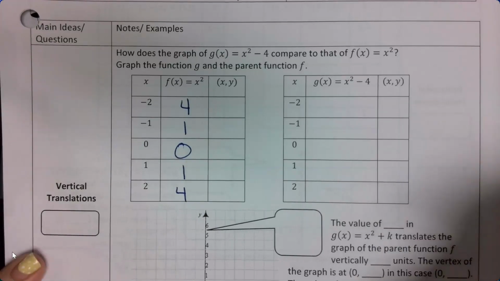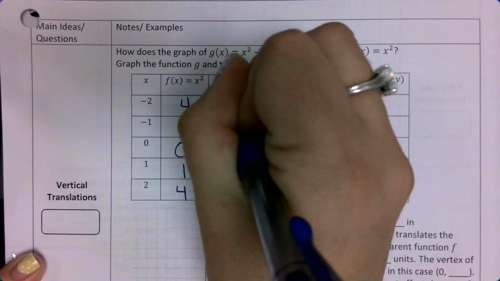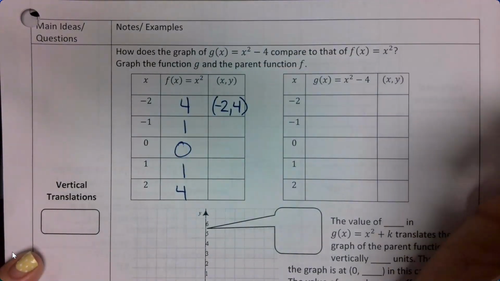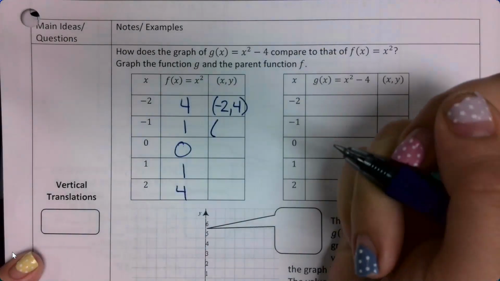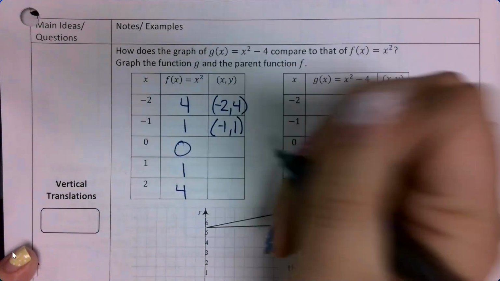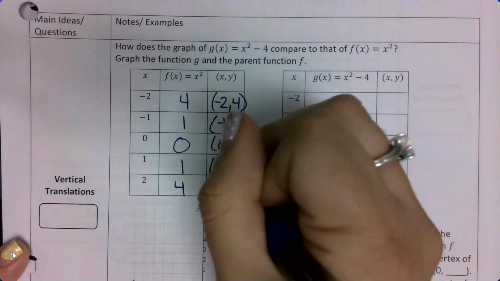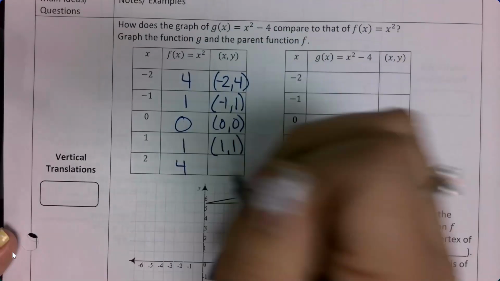Then I want to go ahead and write my coordinate points. So this first one's going to be negative 2, 4. What's my next point? My next one? My next one? And my last one.